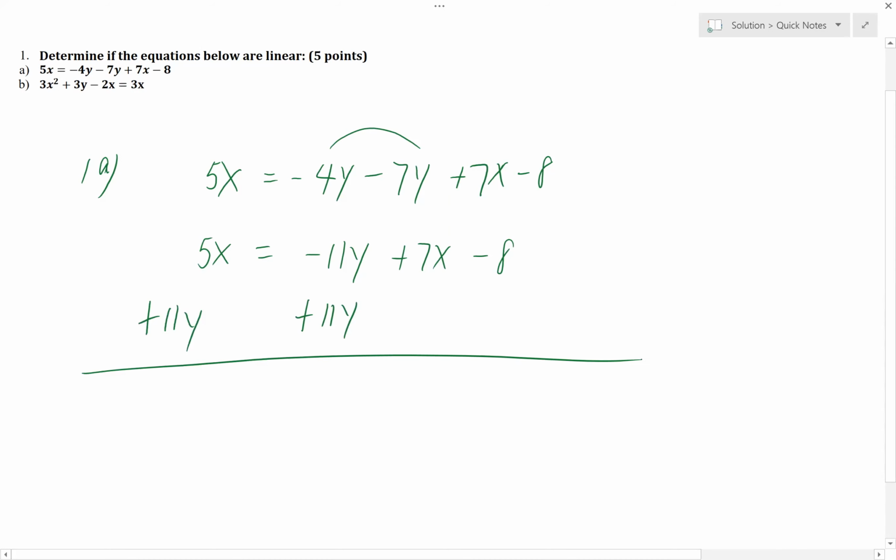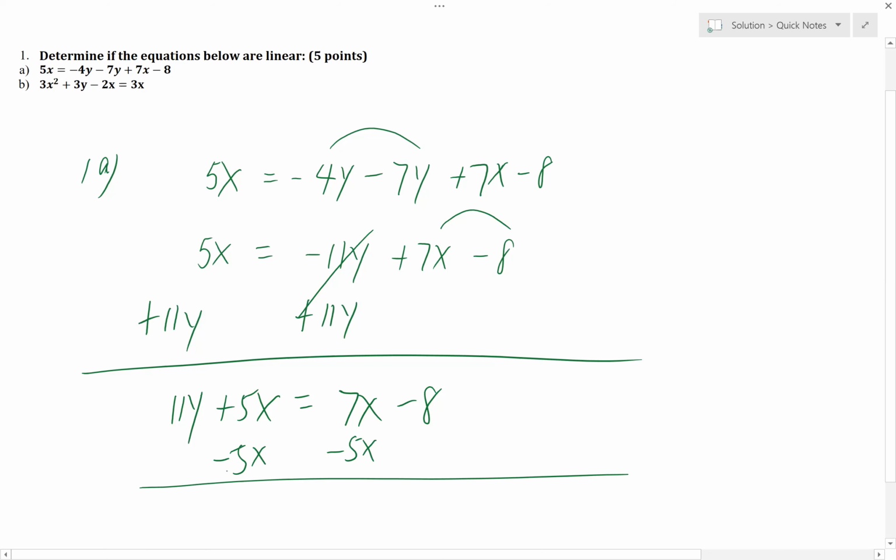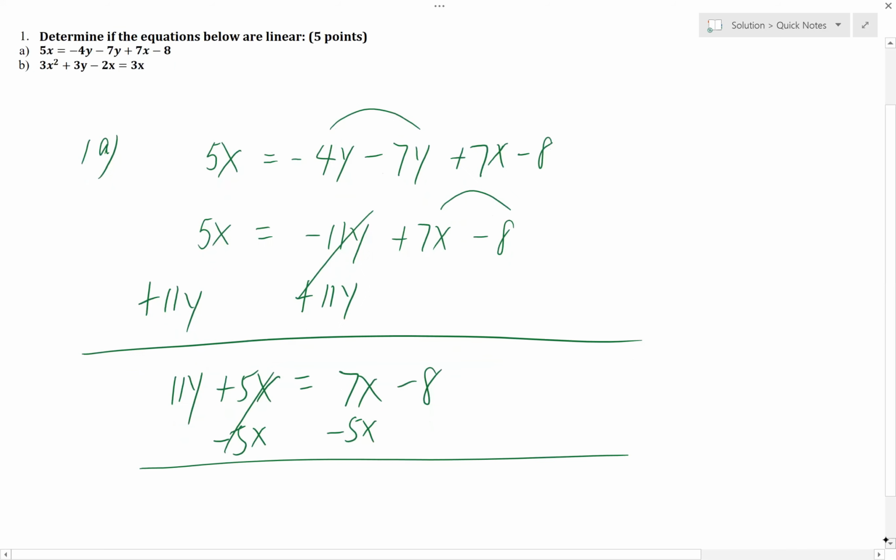Notice that we cannot combine the x variable with the y variable, because they are two different types of variables. So we keep as is. You have 11y adding 5x equals 7x minus 8. Also, we do not combine 7x and 8 because they belong to different categories, a constant and a variable term. From there, we subtract 5x from both sides of the equation, keeping 11y on the left.